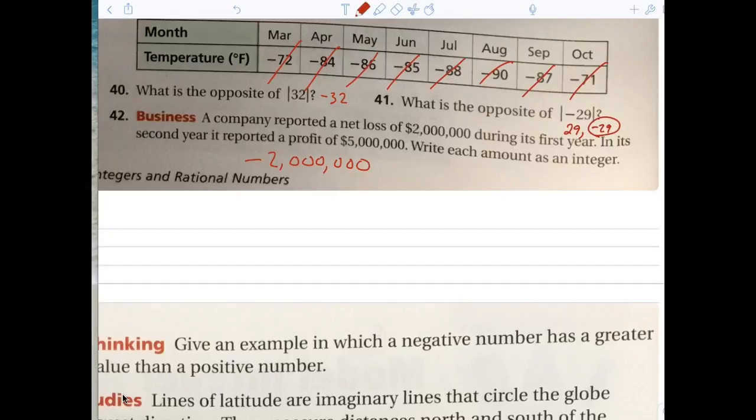It says write each amount as an integer. It doesn't say what's the answer. It just says write it as an integer. So do I really have to put a positive for 5 million? No, because if you did, it wouldn't be wrong. It's just you don't have to. Gavin, you okay with that now? But you're right. It would be a $3 million profit then.